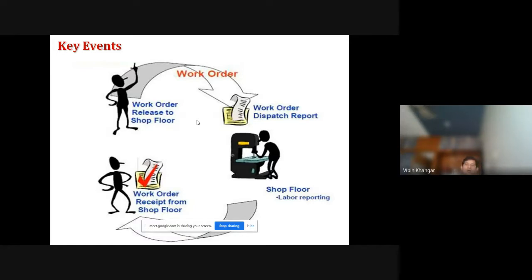Basically, a work order is the permit for the fabrication or manufacturing at the shop floor. This work order is assigned from the PPC department. Once the work order has been released, the work order dispatch report and dispatch data are given, and then there are work centers.